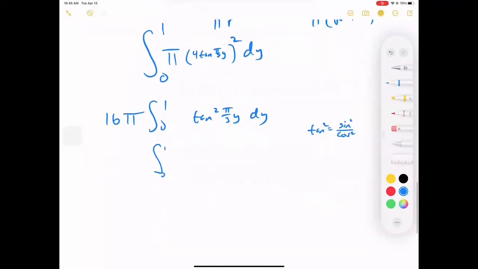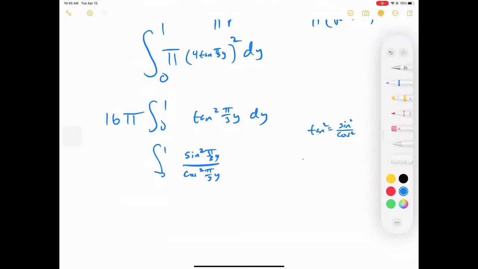So the integral from 0 to 1 of tangent squared is really sine squared of pi over 3y over cosine squared of pi over 3y. No, I'm not sure this is going to work. And then if I try to do u substitution, will that get rid of the other one?